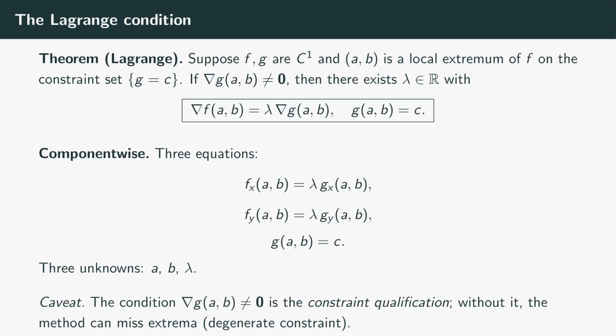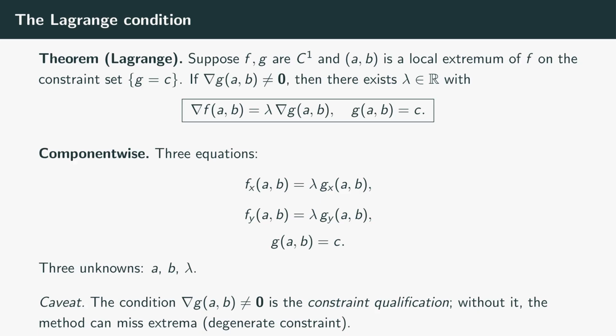Here is the formal statement, the heart of the method. Suppose f and g are smooth, and the constraint gradient, the gradient of g, is non-zero on the constraint curve. This is the technical condition called constraint qualification, and it guarantees the curve g equals c is a genuine one-dimensional curve at every point, not degenerate. Then, at every local maximum or local minimum of f on the constraint set, there exists a scalar lambda, called the Lagrange multiplier, such that the gradient of f equals lambda times the gradient of g.